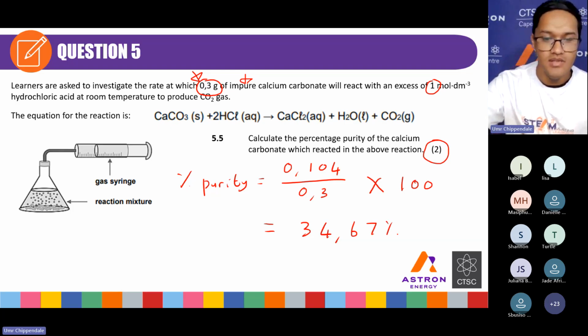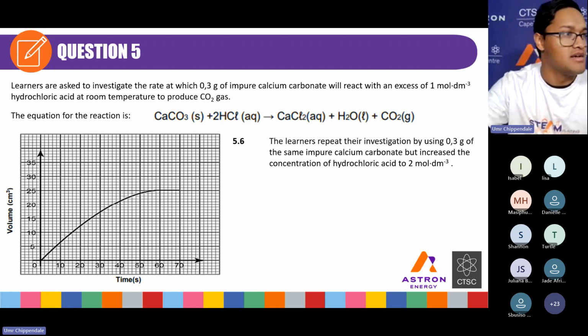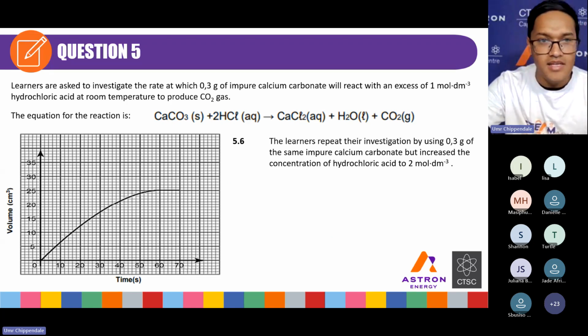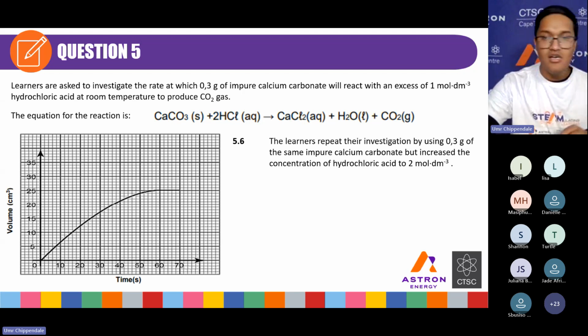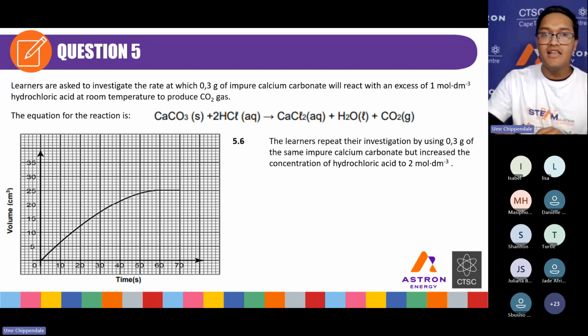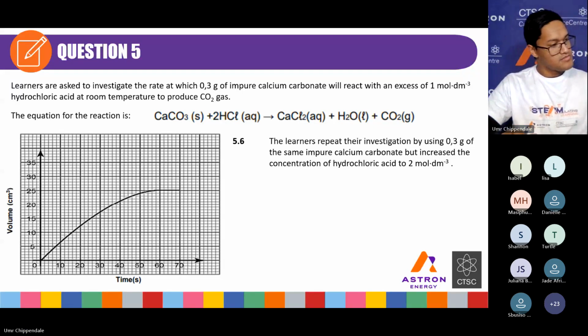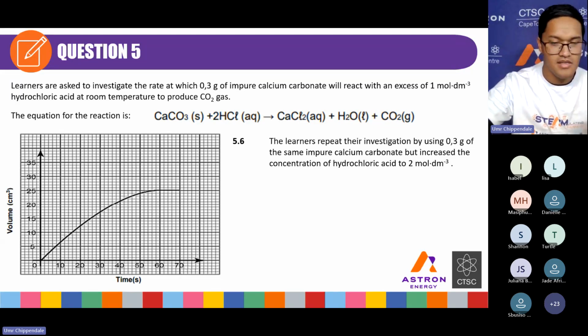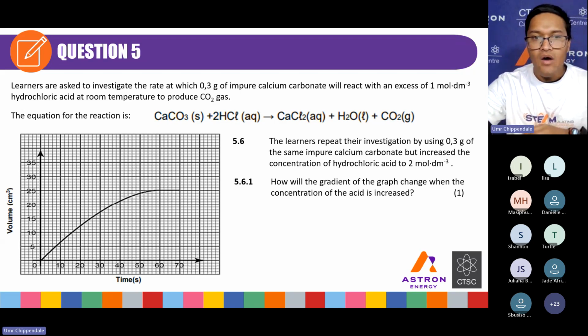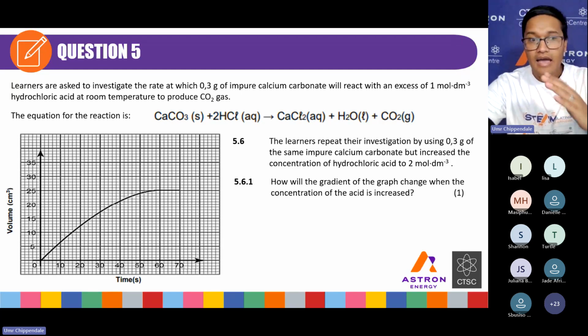And this is how you're going to deal with question 5. Let's just make sure. Oh, there's another question, 5.6. Okay, when it comes to this, here it said that the learners repeat the investigation by using 0.3 grams of the same impure calcium carbonate, but increase the concentration of hydrochloric acid to 2 moles per decimeter cube. Right, so it's going to be this over here. How will the gradient of the graph change when the concentration of the acid is increased? So now we added concentration.